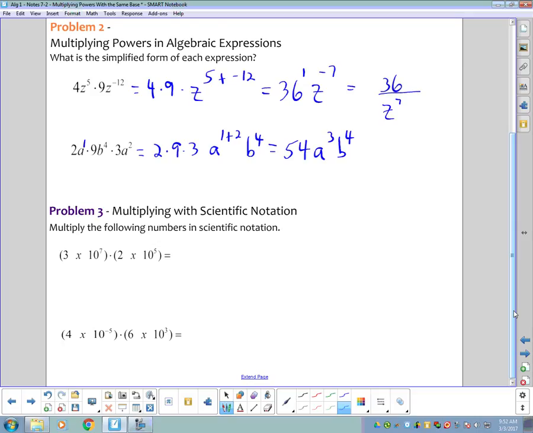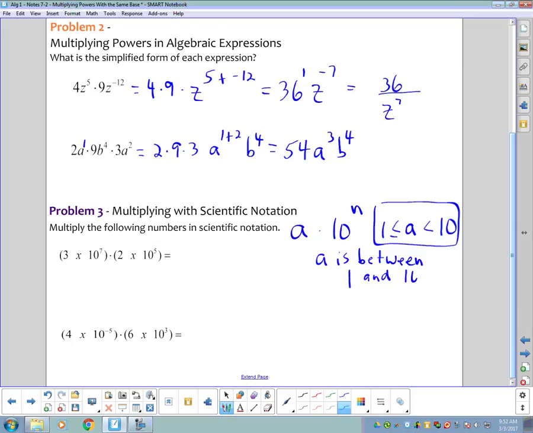Scientific notation is this. It's a number of the form a times 10 to the n, where a is between 1 and 10. Okay, that's what this says here. You might want to write this down in words. A is between 1 and 10, including 1, not including 10. So what we're looking for is a number, and it can be a decimal, but it's got to be between 1 and 10.